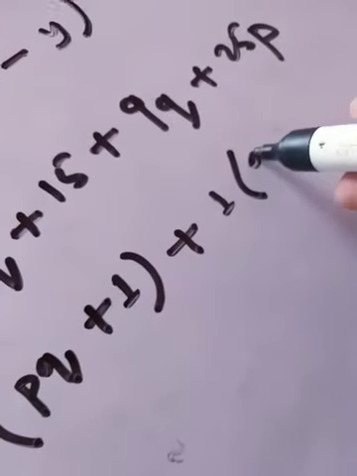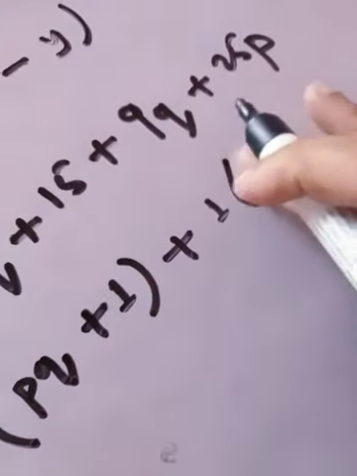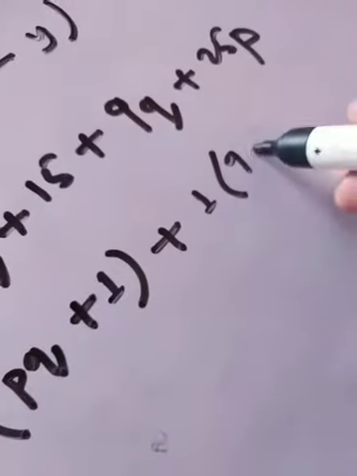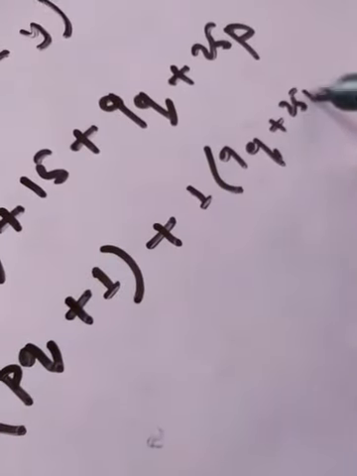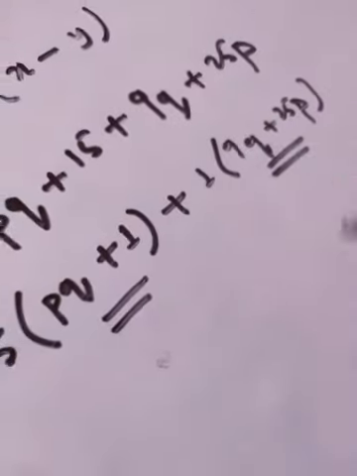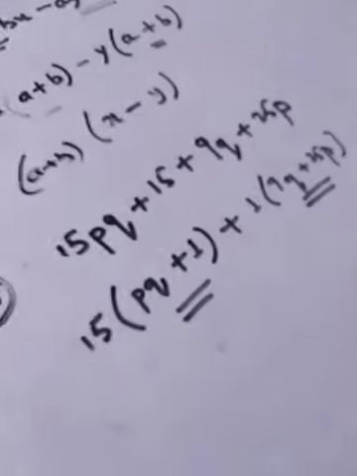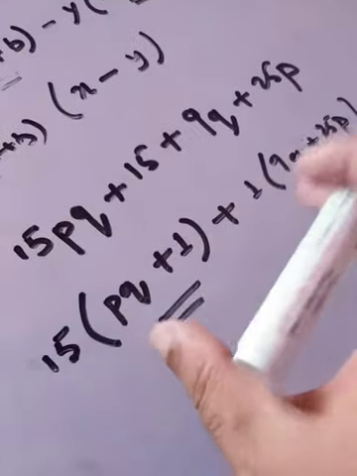Well, I said when there is no common factor, you take 1 as a common. So what will remain inside the bracket? It will be 9q plus 25p, isn't it? Now when you do this, you see that these two are not matching, isn't it? So you are going the wrong way.